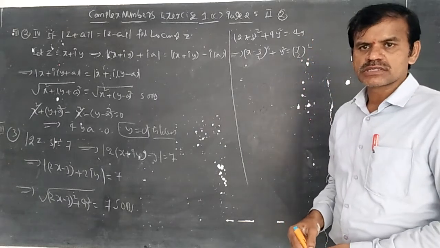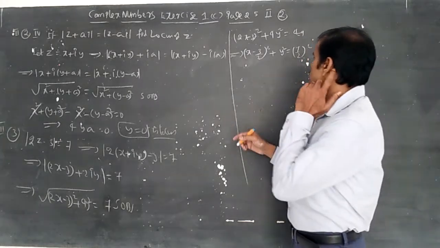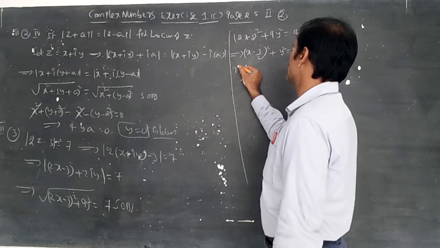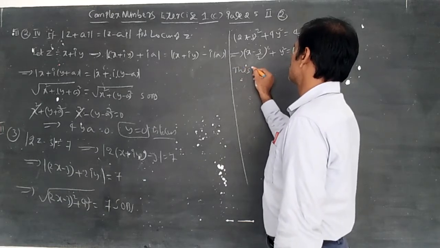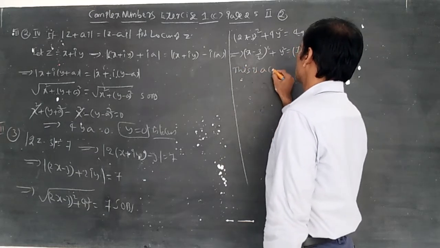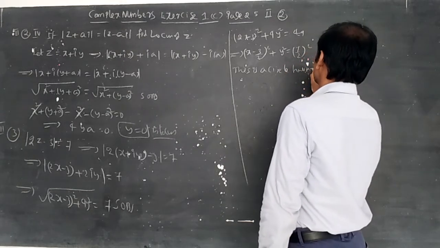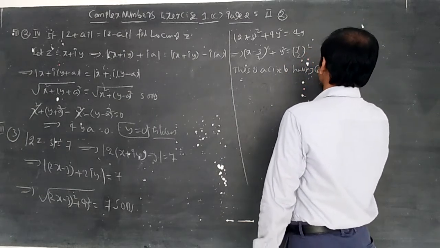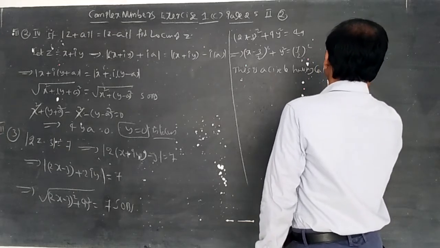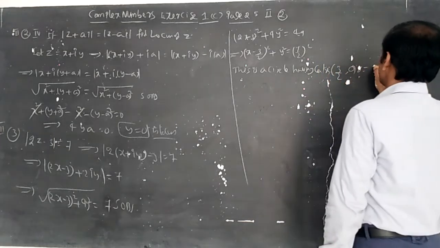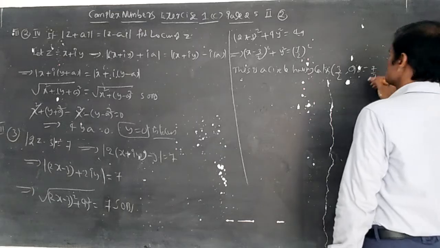This is the circle having center (3 by 2, 0) and radius 7 by 2. This locus is a circle having center (3 by 2, 0), radius r is equal to 7 by 2.